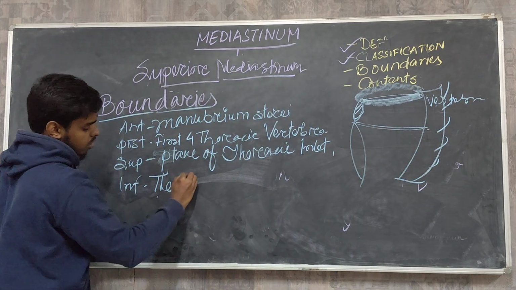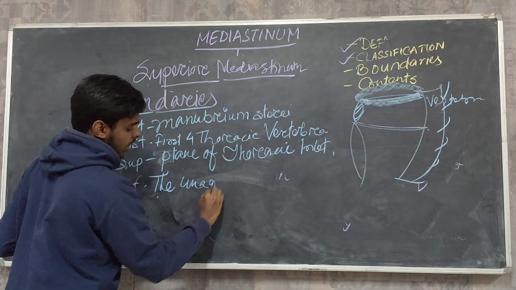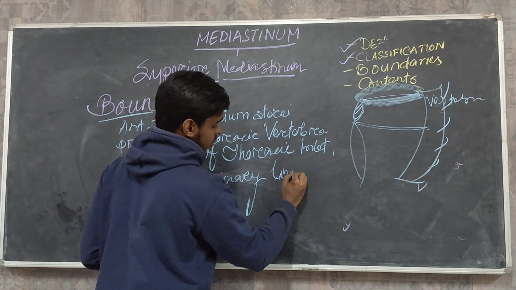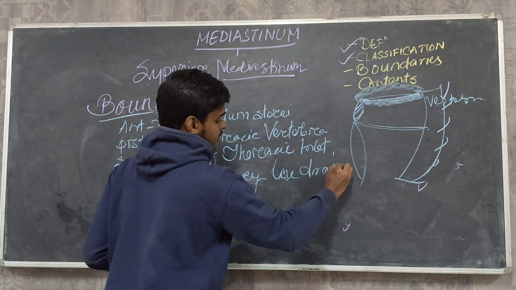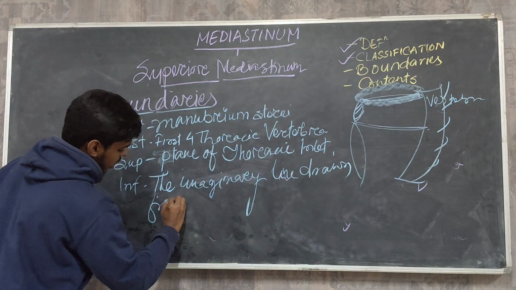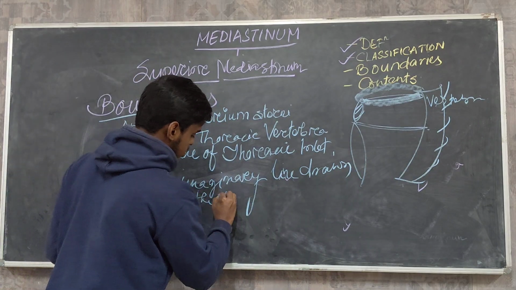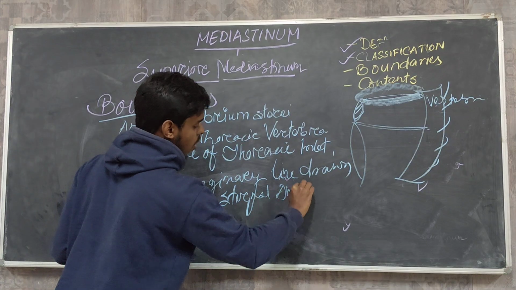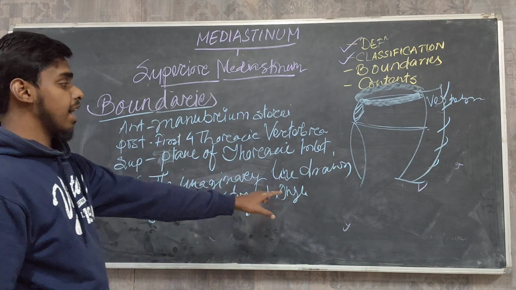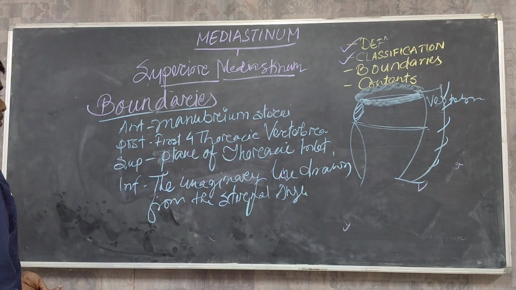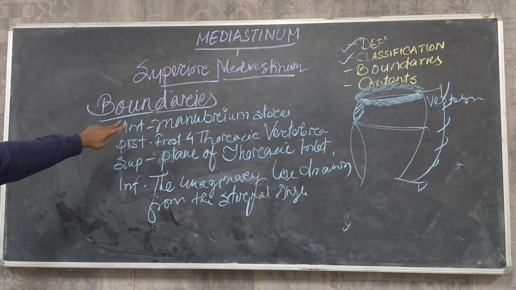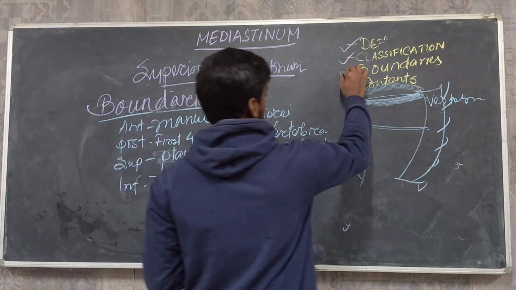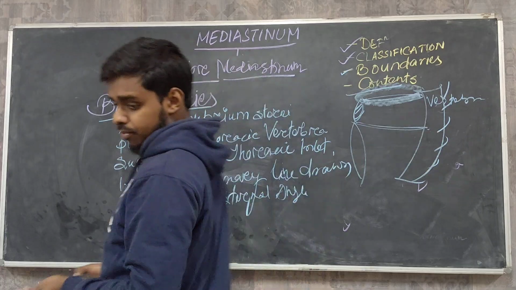The imaginary line drawn from the sternum, or the angle of Louis, because sternal angle is also known as the angle of Louis. So these are the boundaries of the superior mediastinum. Now we will try to cover the contents of superior mediastinum.